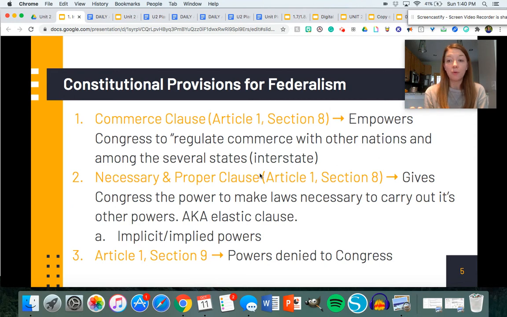Really, this is giving power to the state governments when you think about it, right? Because it's saying Congress cannot do this. Congress cannot restrain habeas corpus. They cannot pass bills of attainder or ex post facto laws. So it is giving a little bit more power to the states by denying the federal government the power to do those certain things.